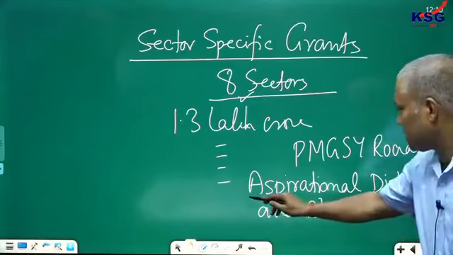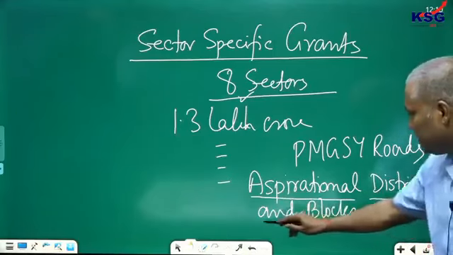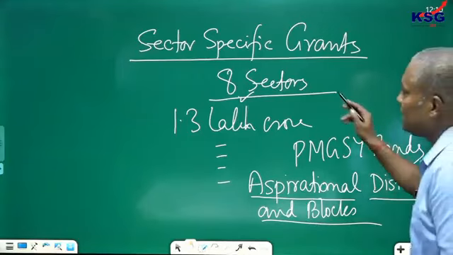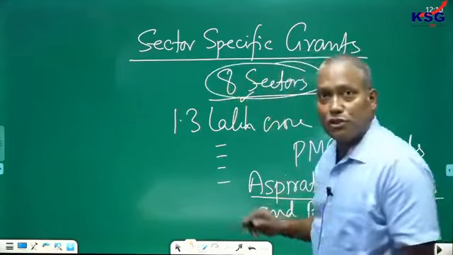Aspirational districts and blocks. It is a scheme of the central government to develop a particular district and block. So for that purpose grants are given. Clear? These are the 8 sectors you discussed and written.